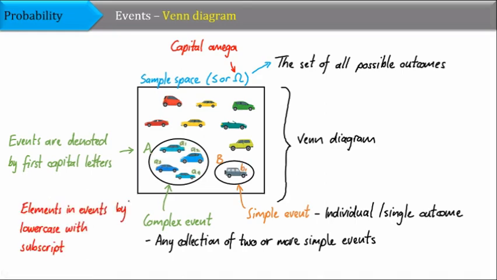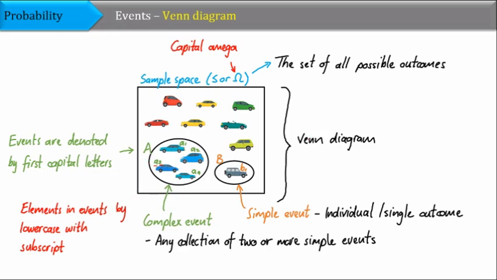And then the individual elements inside of the event, we'll denote those by a lowercase version of the capital, and it will have a subscript that will denote the number of the element. So this is the first vehicle, so it's going to be a subscript 1 because the lowercase a falls inside of the uppercase A, the capital A.